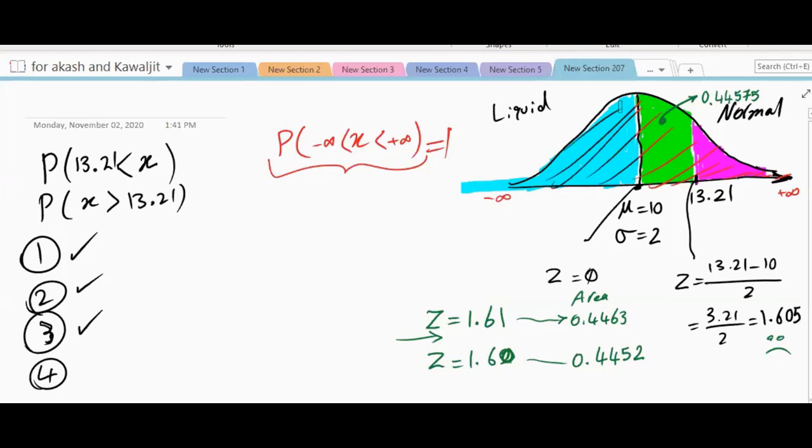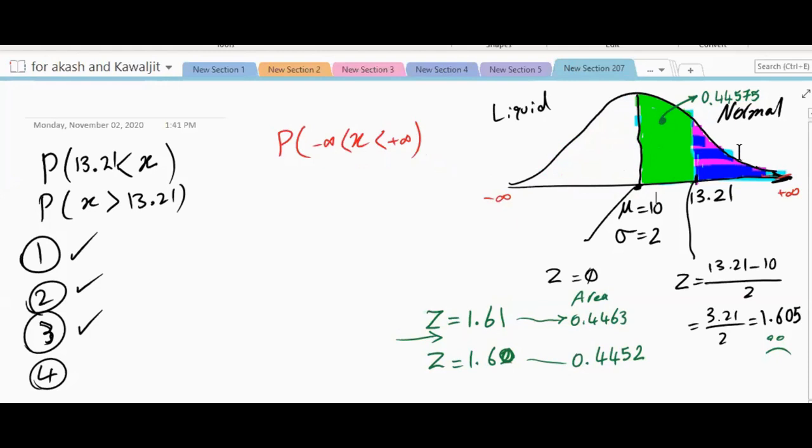So if we understand that the area under the curve from negative infinity to positive infinity is 1, and this curve is symmetric around the midpoint, then from the midpoint to each side would be 0.5. From the midpoint to negative infinity is 0.5. From the midpoint to positive infinity is also 0.5. So this half of the normal curve is always 0.5. Therefore, from this point to positive infinity, this area is 0.5.